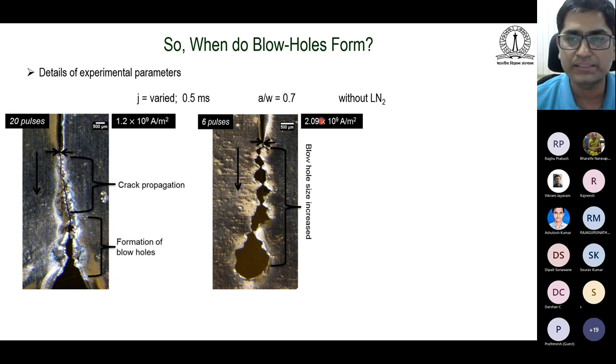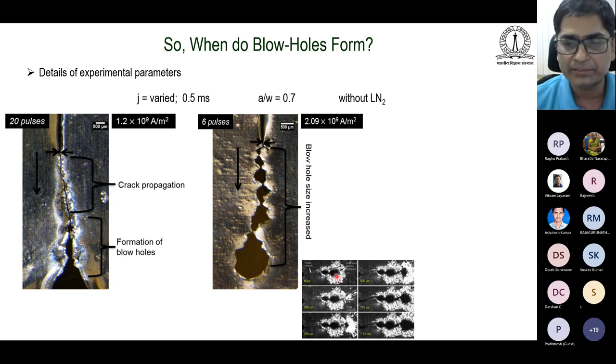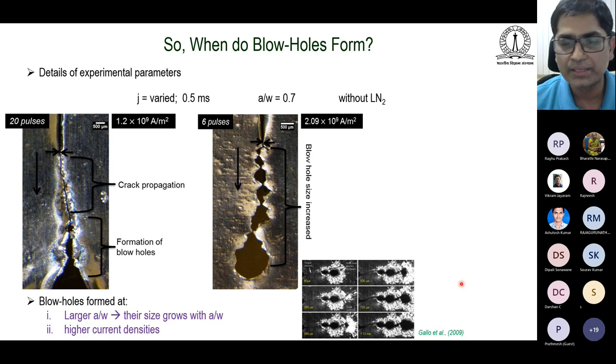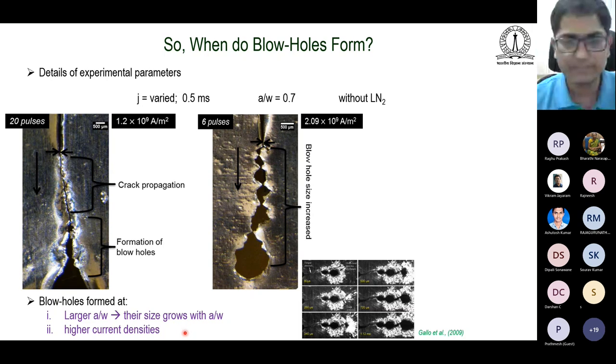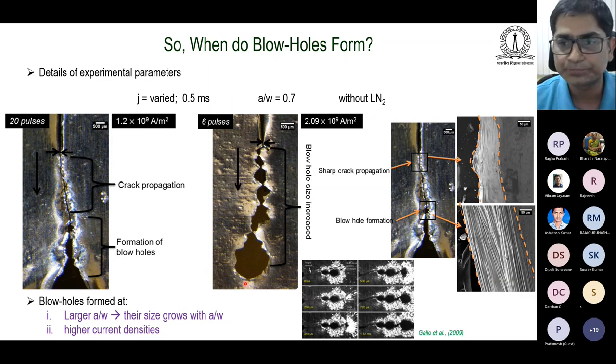And as the blowholes form, this is actually at higher current density. At higher current density, the blowholes form right from the beginning and their size keeps on increasing. So this resembles what we see here. So in some sense, what we think is that the blowholes will form if we start with a very long crack, or we start doing this experiment at very high current densities. So in that sense, we can put our work in the context of the blowhole formation, or magnetic soil effect, that has been reported earlier.